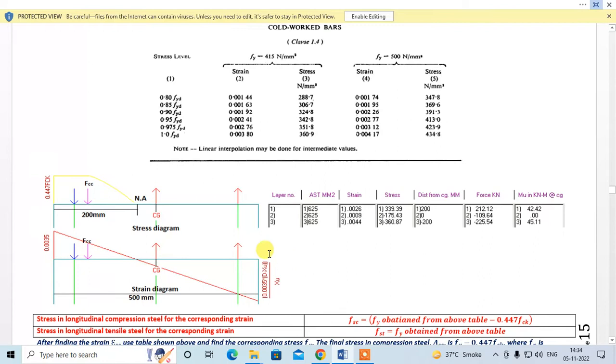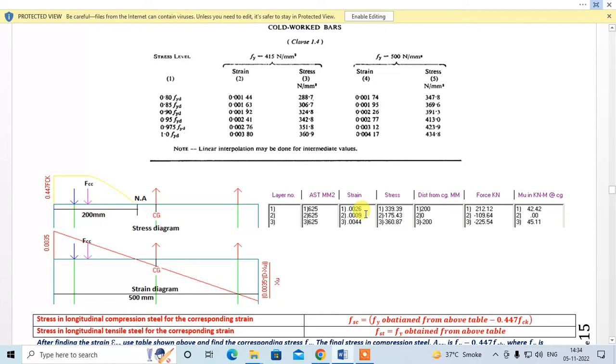Okay, fine. So we know this is under compression, this is under tension, this is under tension. So for this steel, we will apply this formula, and for these two steel layers, we will apply this formula, right? So the strain in this layer is this. So 0.026 falls between these two. Find the corresponding stress, that is your fsi, minus 0.447 fck is your final stress, that is 339.39, right?